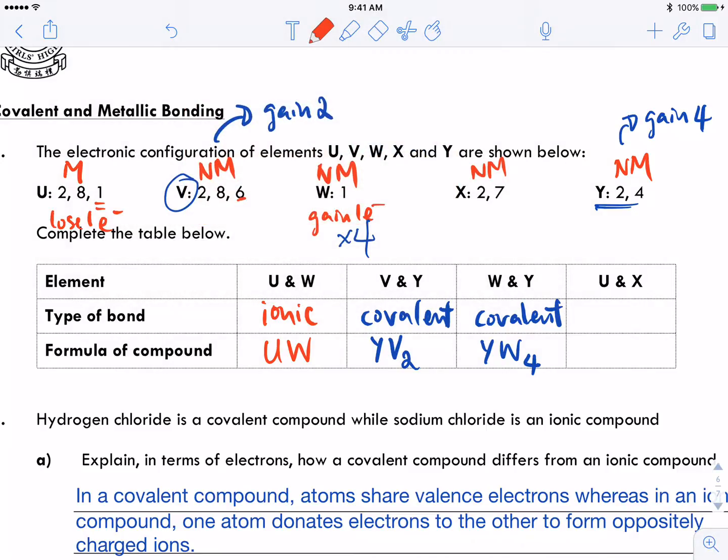Now for the last one, U, again, I already said it's a metal with X. X is a non-metal, so this is ionic. Okay, X needs to gain 1 electron, so I should have UX.